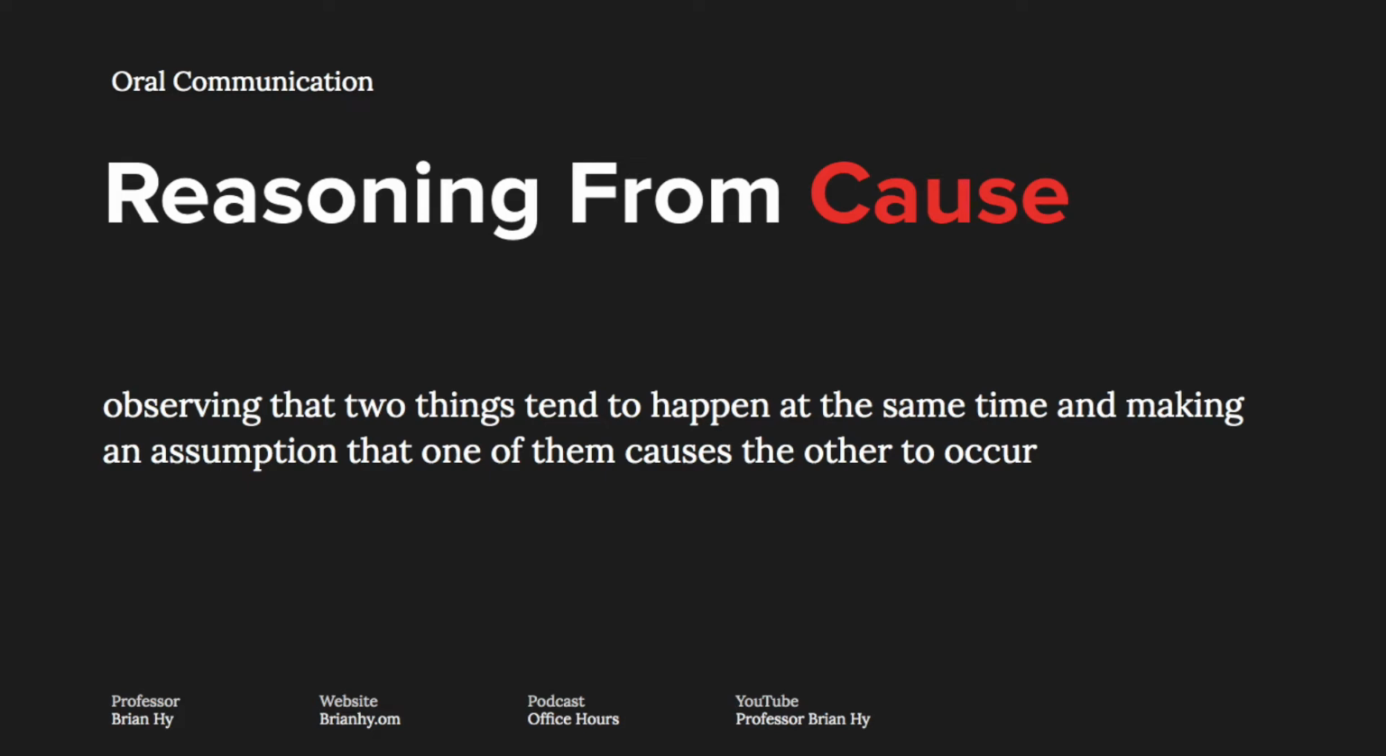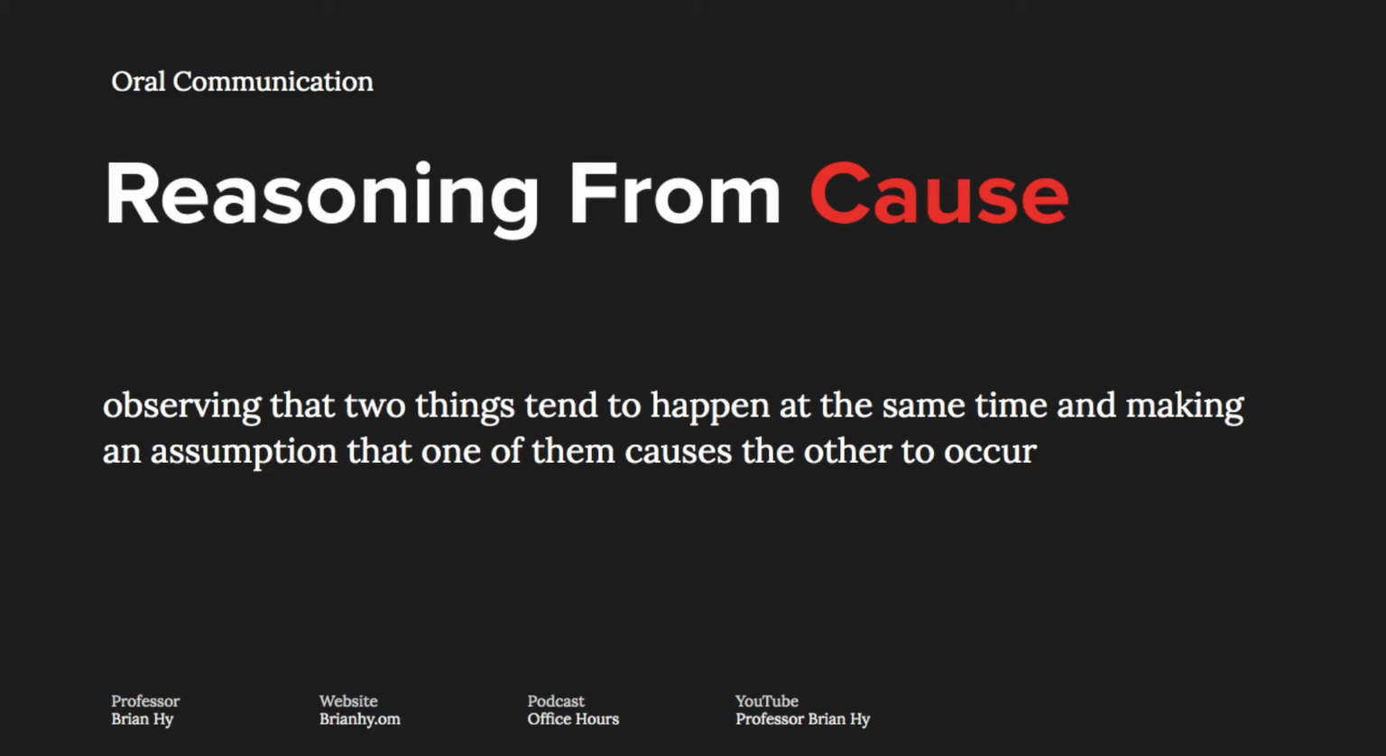Reasoning from cause involves observing that two things tend to happen at the same time and making an assumption that one of them causes the other to occur. For example, you might notice that your body is a little sore after you do a hard workout, or that you feel a little better on days that you drink more water. If you assume that working out causes soreness or that drinking water makes you feel better, you are making a causal argument. To determine whether one thing might be causing the other, there are several issues that you should consider.